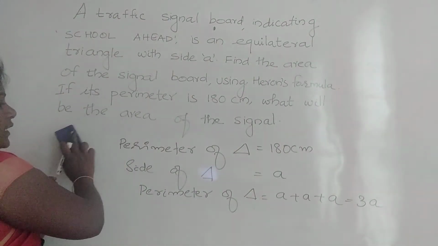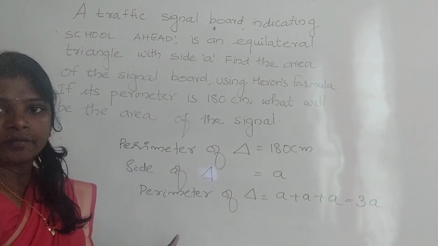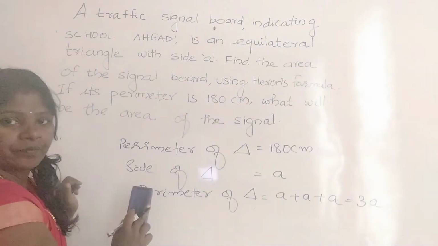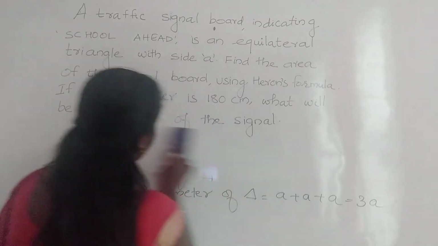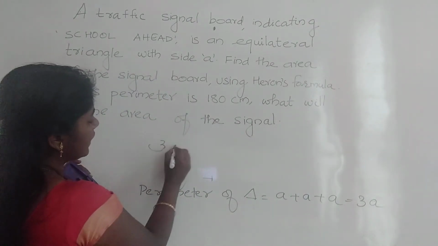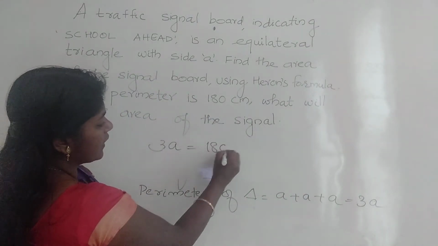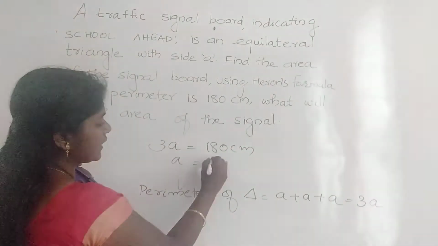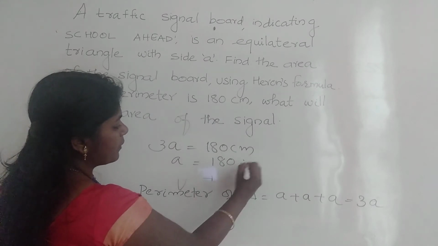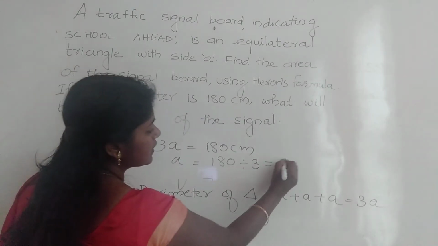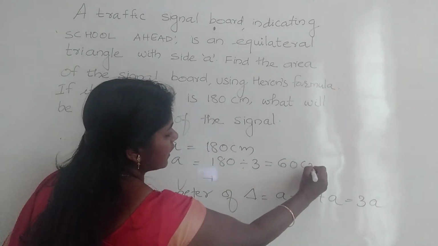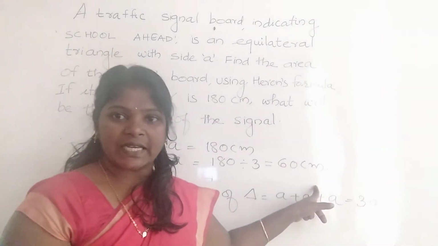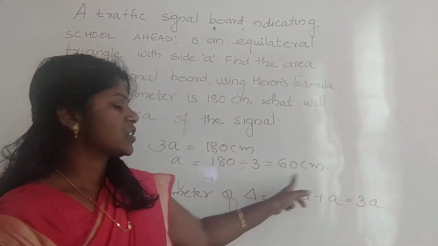What is the value of 3A? Value of 3A equal to 180 centimeter. From this you can find the value of A by the transposition method. That is 180 divided by 3, that is 60 centimeter. Did you understand? So we got the measure of one side of that equilateral triangle, that is 60 centimeter.